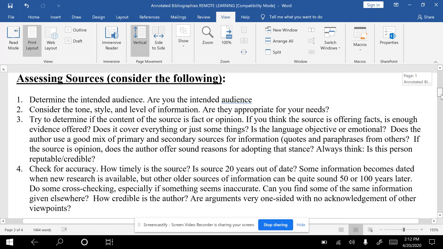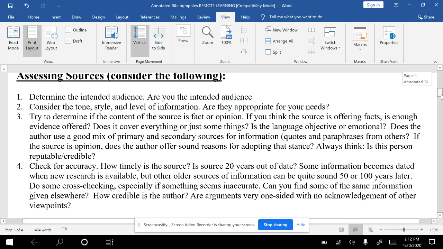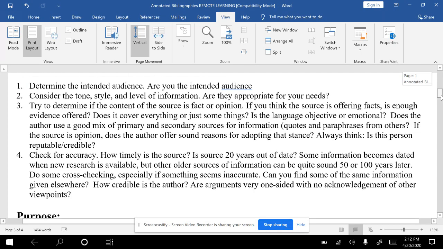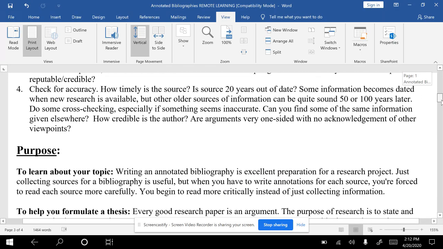Now, when you're assessing a source, what do you consider? A lot of different things. Who is the audience? What is the tone? Is this appropriate for what you're trying to do? Does it cover enough things? Not enough things? Is it very biased? Is it not biased? Is it accurate? Is it not accurate? Is it too old to be of much use? Is it too narrowly focused? Is it too broad? Does it just give general information that doesn't really help you? These are all things you're going to be thinking about.